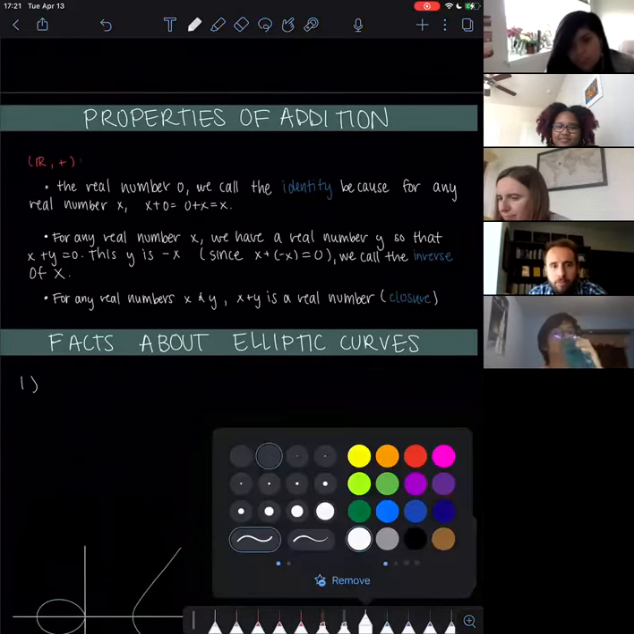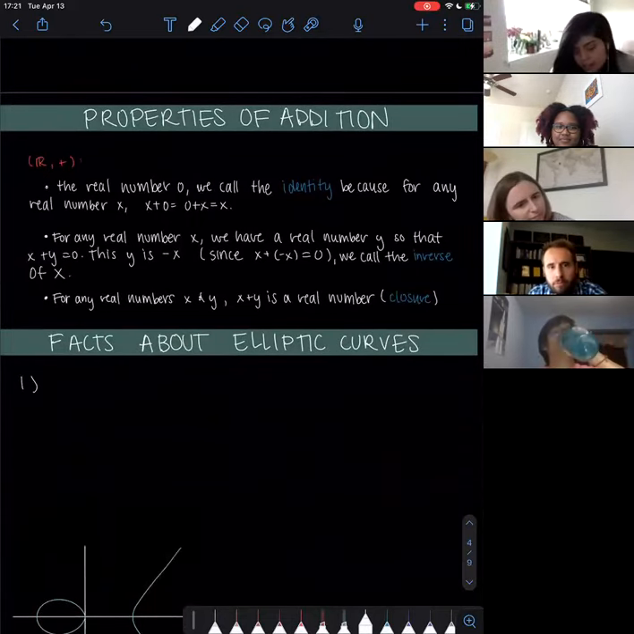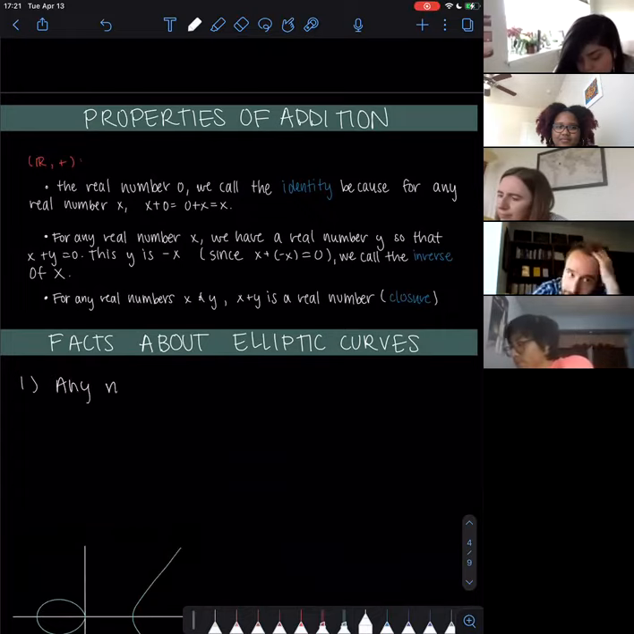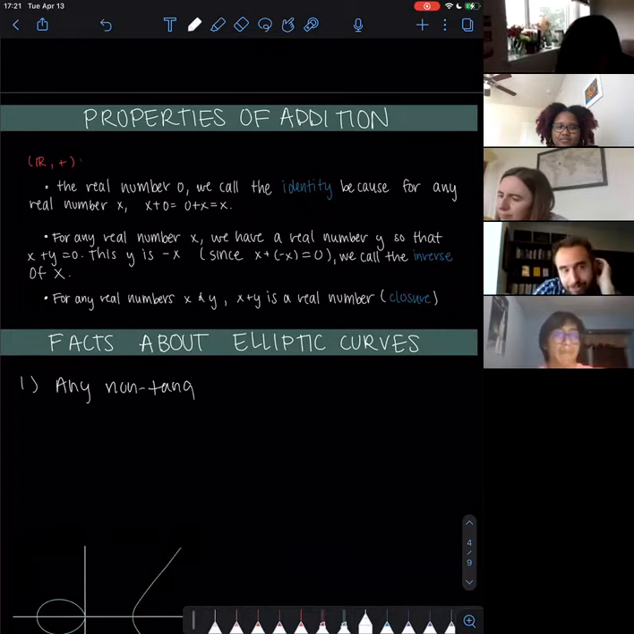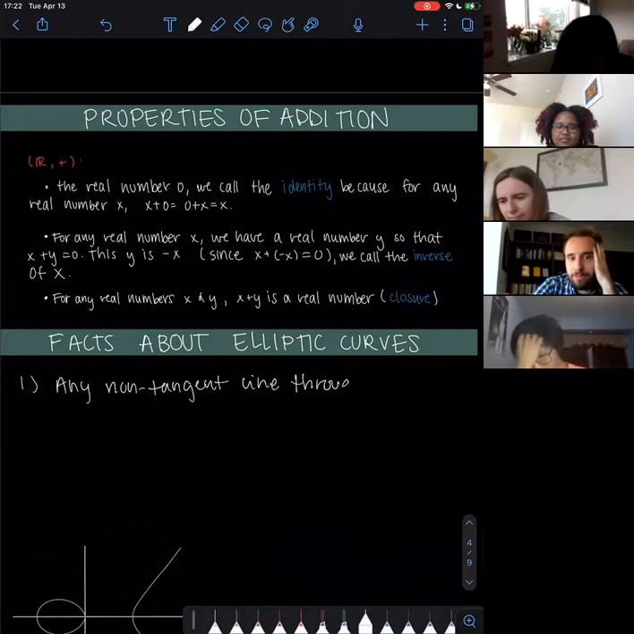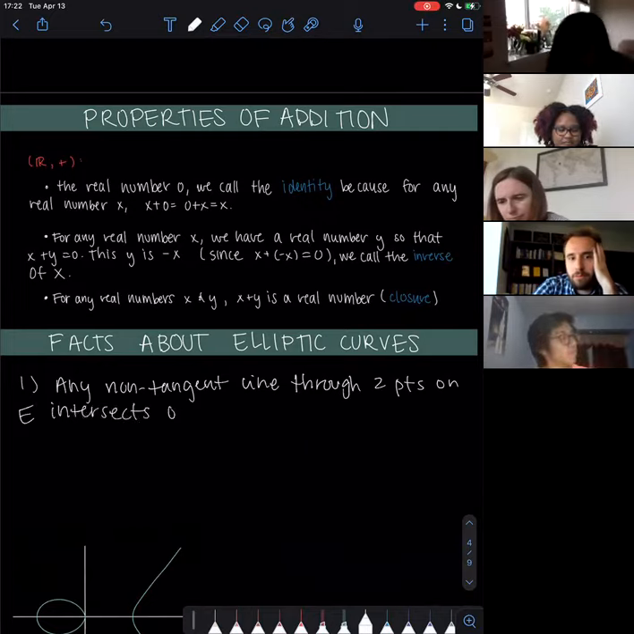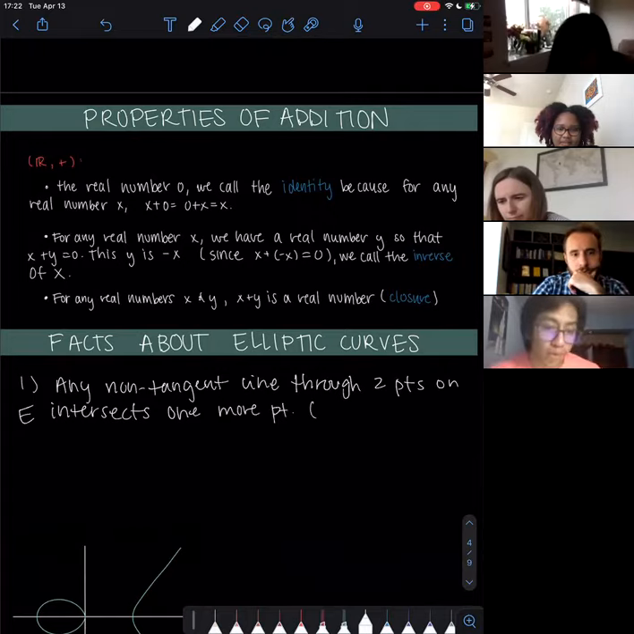So our first fact is that any non-tangent line through 2 points on E, our elliptic curve, intersects one more point. And this could be the point at infinity.